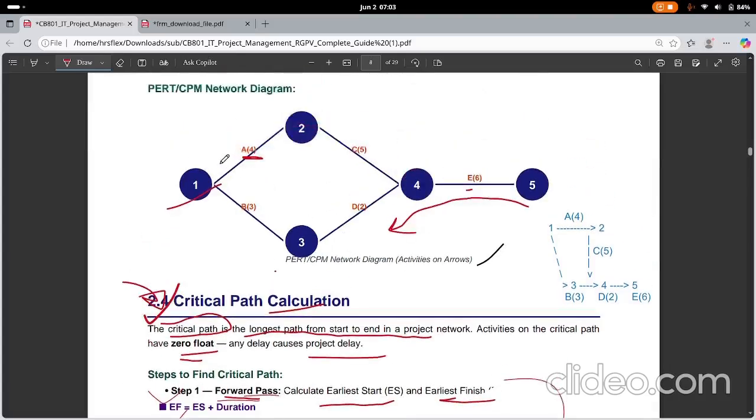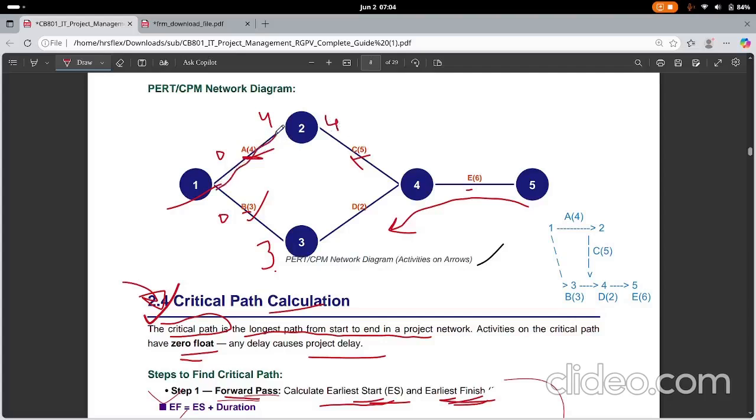ES is the earliest start. Since A and B both are from the starting point, the ES of A and B will be 0 and 0. The earliest finish tells you until when the activity will run, so the earliest finish will be 4 and 3. Got it? Now tell me, for C, what is the earliest start? The earliest start will be 4. Why?